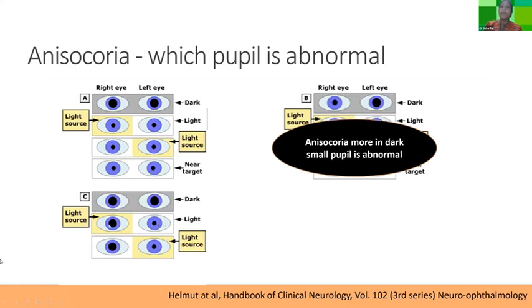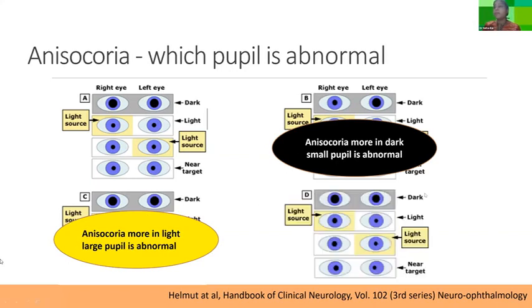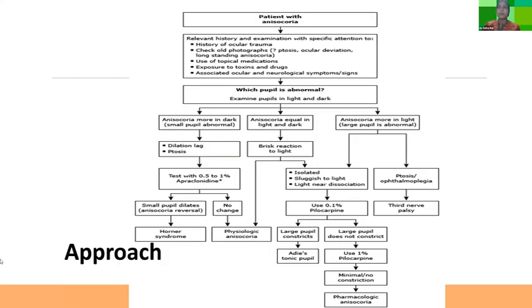Whereas in the dark, both the pupils are dilated, but when anisocoria is there more in the light, during the light the pupil should constrict with the help of the parasympathetic nervous system. So when the pupil is not constricting in the light, the larger pupil is abnormal. And then there may be slight anisocoria, but the pupils react equally in the light as well as in the dark and in the near target. So this is physiological anisocoria, which is equal in the light and the dark.